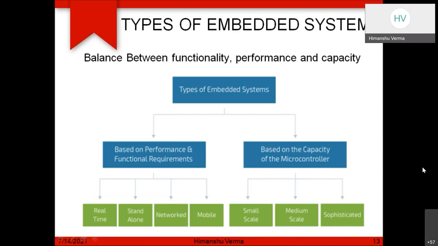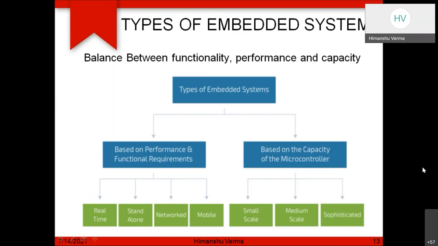A soft real-time system is, as we discussed, one where a slight delay can be acceptable. Like if you press a button on a microwave and it starts with some delay, it will be acceptable because there is no fear of loss of human life or any property and the like.